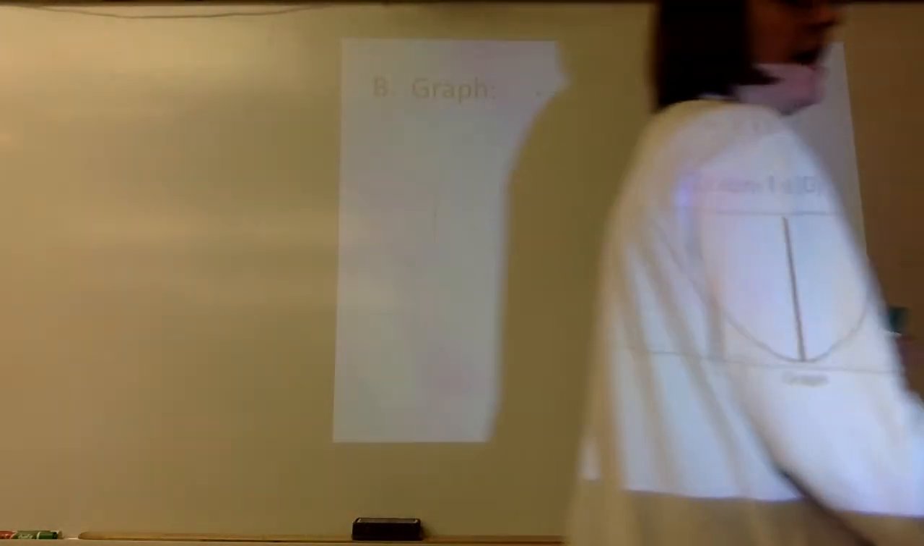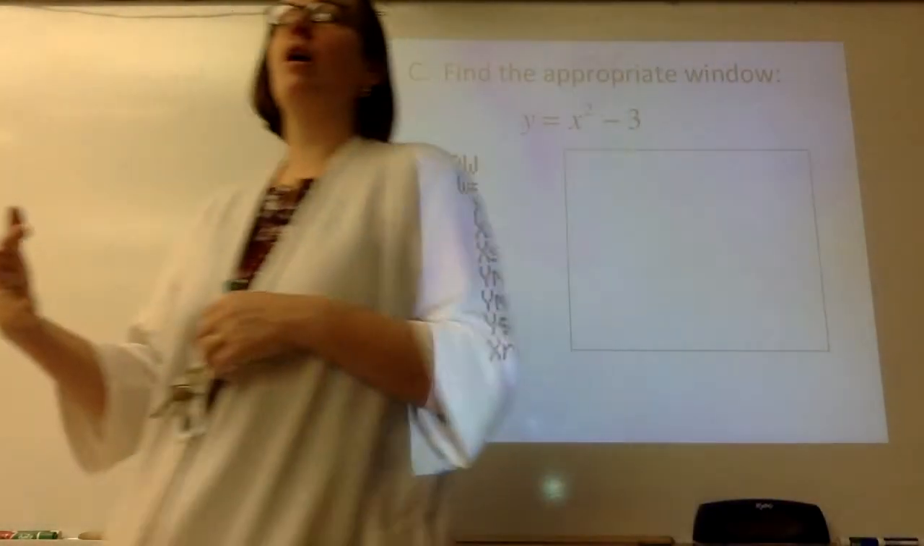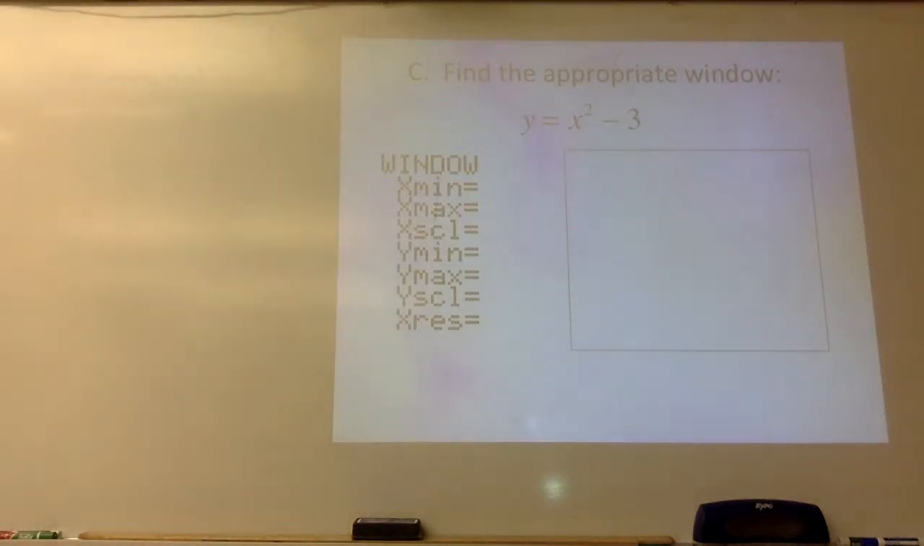Enjoy it. All right, now part C, you're going to be asked in your homework, here's an equation, find the best window setting. So go ahead and type in x squared minus 3. And what do you think the best window setting is going to be for this one? Does the standard work? If it ain't broke, don't fix it. Standard window setting is appropriate. Okay? So you can just note that standard -10 to 10, -10 to 10, 1 and 1 for your scale.